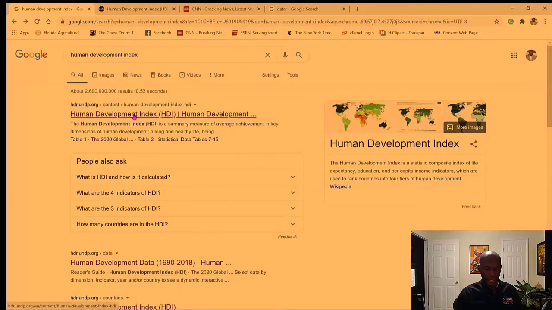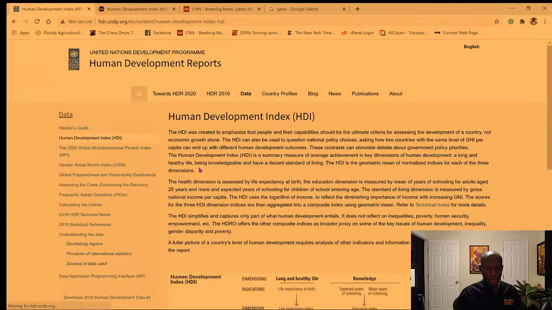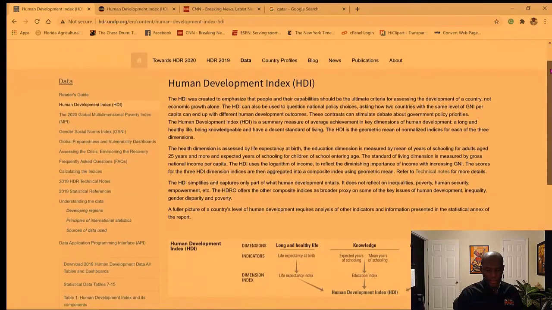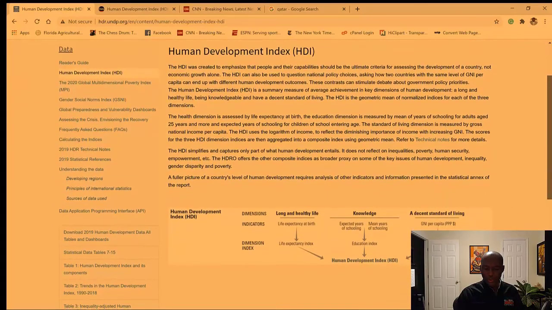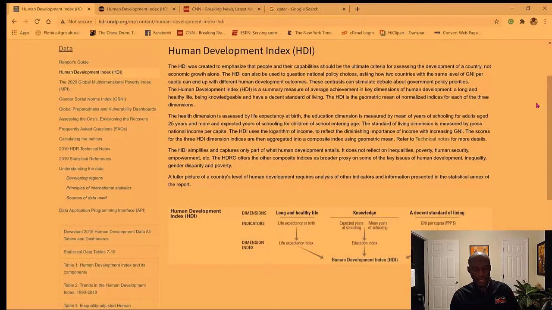And this is the link that I'm showing you here to the United Nations Development Program that puts out these reports. And here, if you read under the heading, the HDI was created to emphasize that people and their capabilities should be the ultimate criteria for assessing the development of a country, not the economic growth alone. The HDI can also be used to question national policy choices, asking how two countries with the same level of GNI, gross national income, per capita can end up with different human development outcomes.